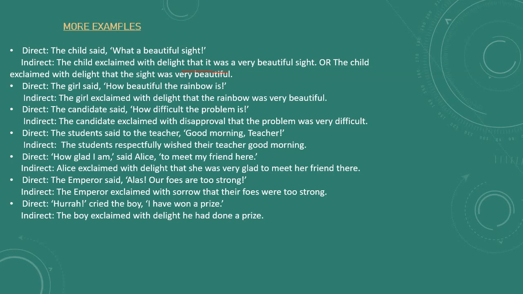The girl said, how beautiful the rainbow is. Again the same thing: how is followed by beautiful, so very. The rainbow is very beautiful. And when you convert it, the rainbow was very beautiful. Then you can use exclaimed with delight or surprise. In this way, you can convert the sentences. So this was all about the transformation of exclamatory sentences from direct narration to indirect narration, which is also called narration or reported speech.